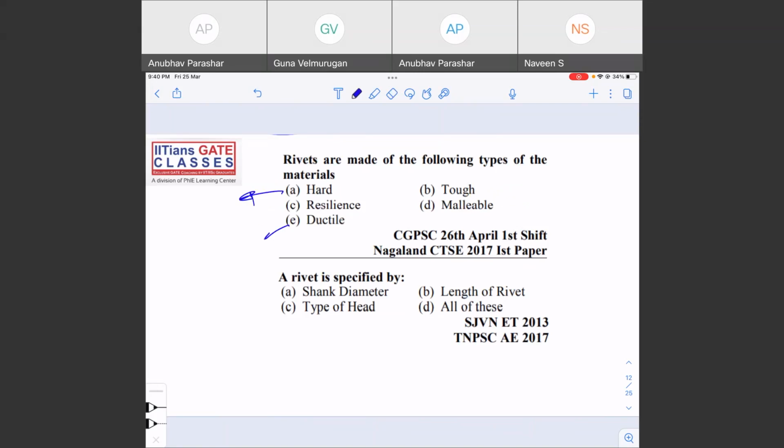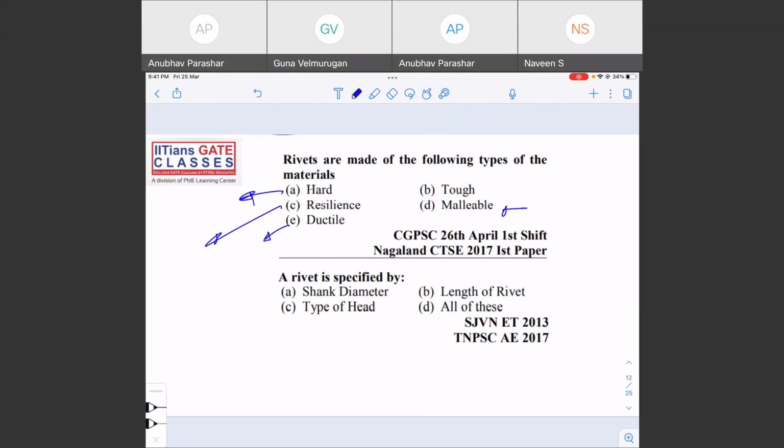If I say ductility, it is the capability of rolling or drawing a material. So definitely rivets should be ductile, but that is not a concern while designing. That is the concern while manufacturing. Only if the materials are ductile will you be able to form proper rivets, but that is not from the designing point of view. Malleable: if you can beat a material and convert it into sheets, then it is known as malleable. Resilience is the capability of a material to absorb energy.